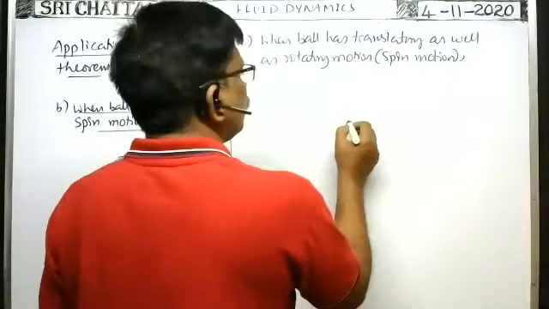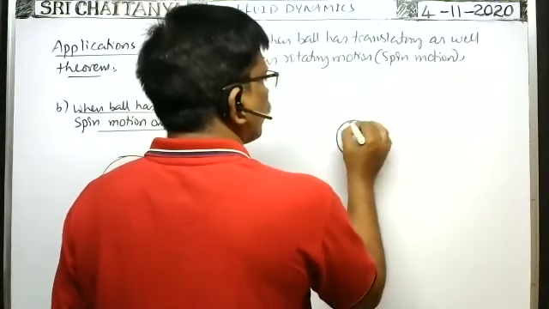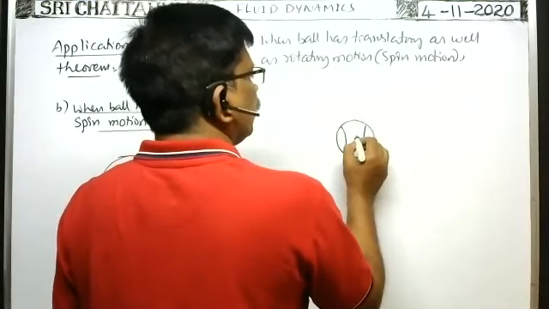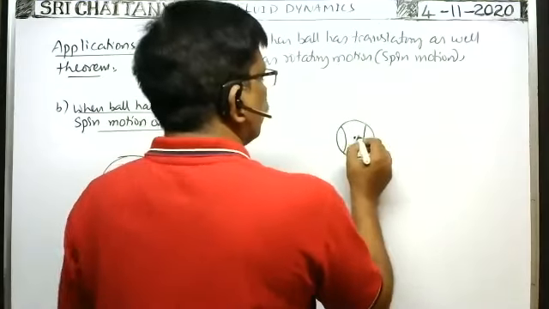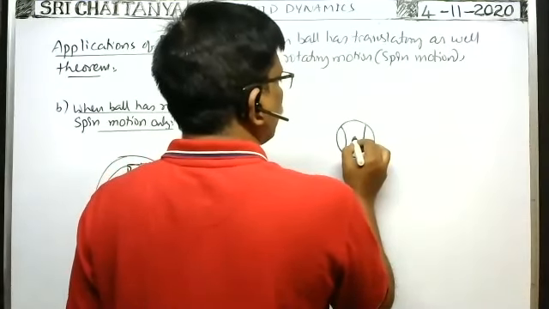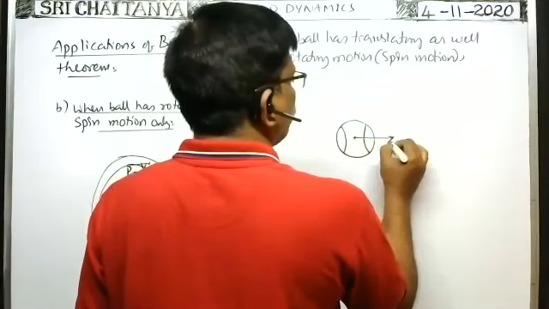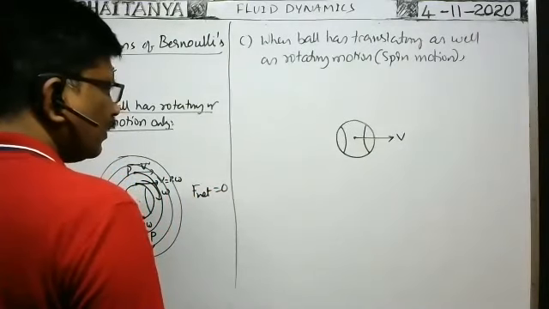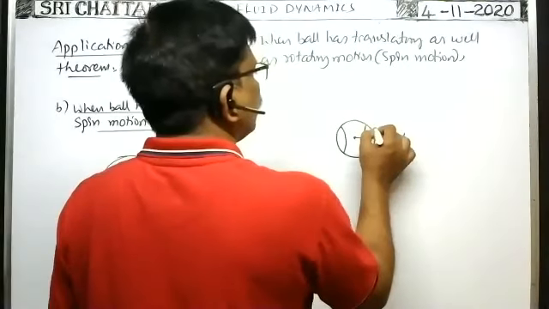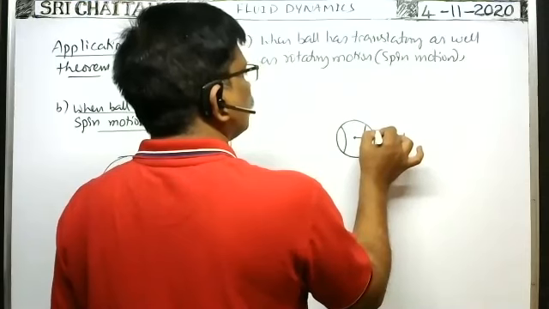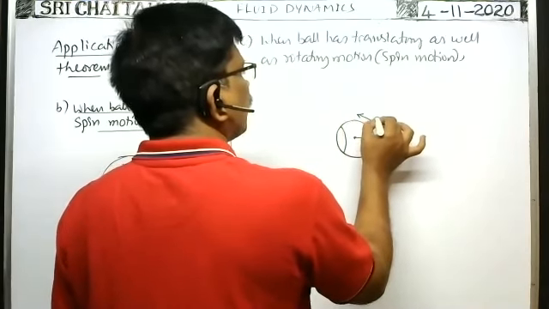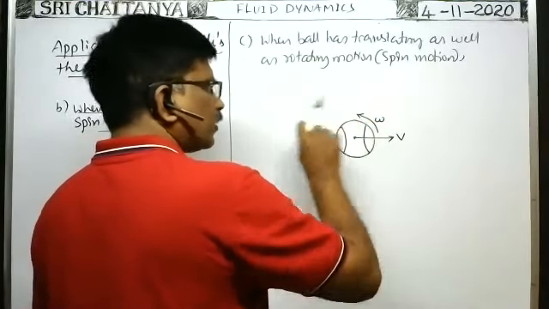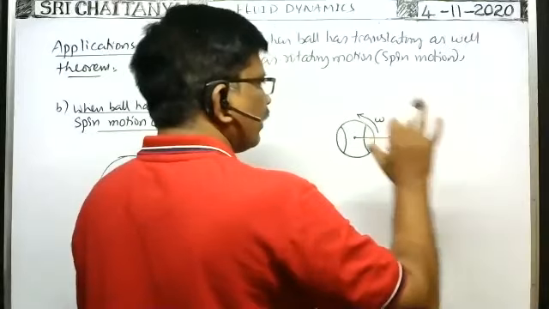Okay, so here you see, suppose this is the ball. Here it is projected in the forward direction with a velocity, say v. Then it is having spin motion with angular velocity omega in this direction. That means it is rotating in the anti-clockwise direction, and it is traveling in the forward direction. In such a way, the ball is thrown.